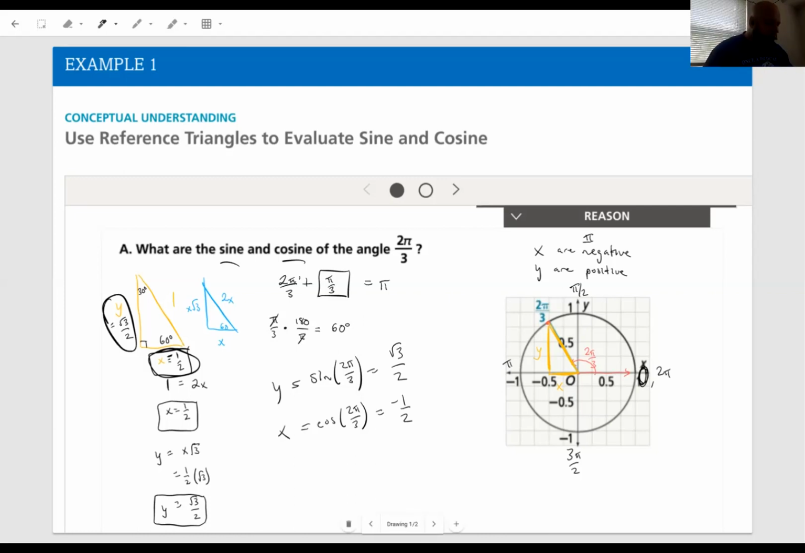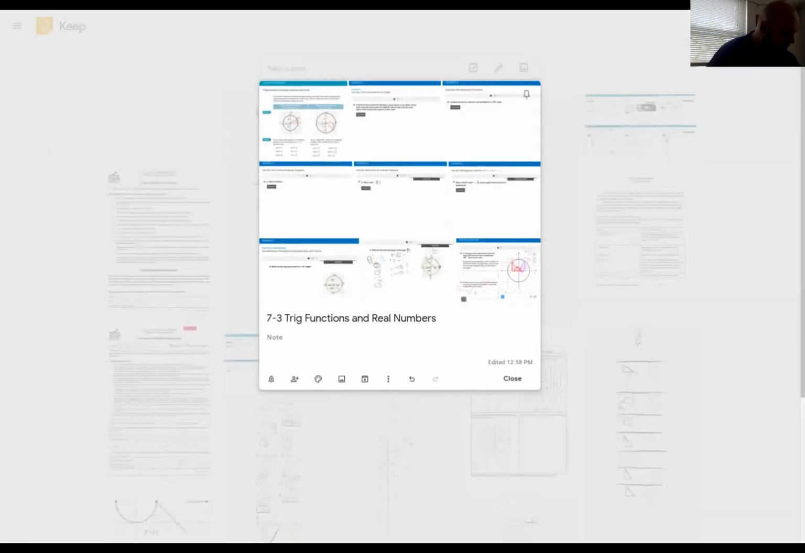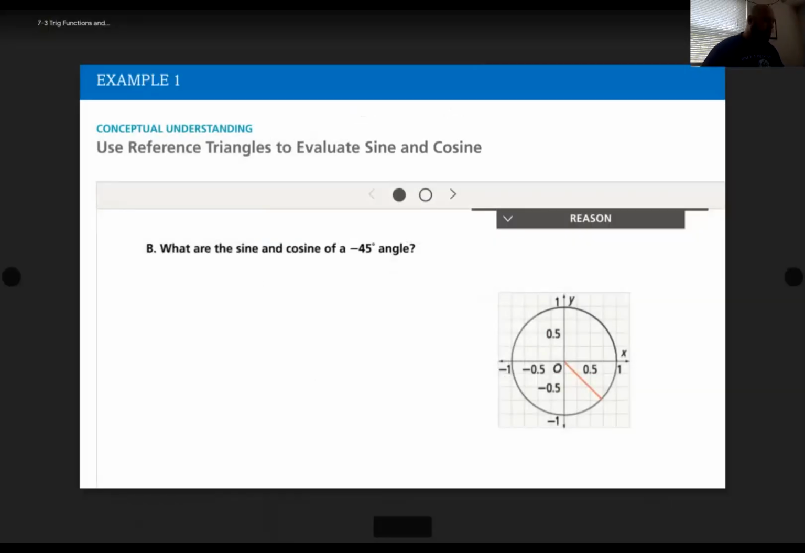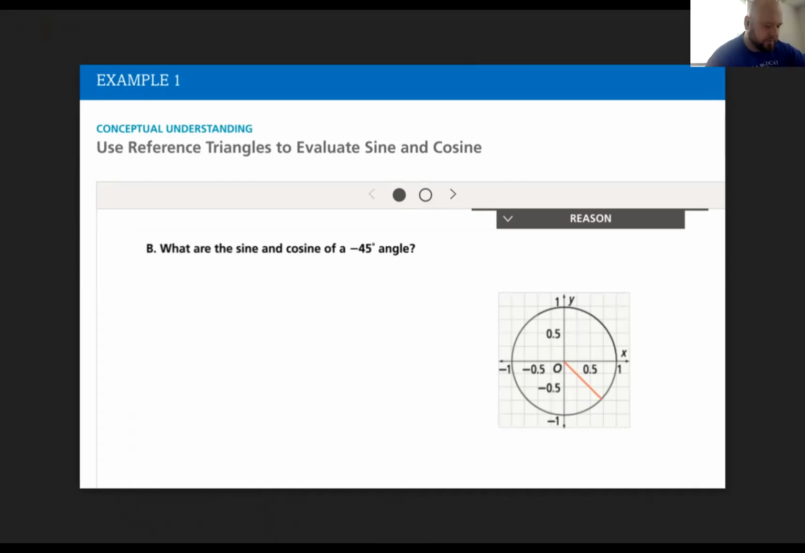So that's, it says part A, but I'm pretty sure that that's just the whole thing for example 1. Let's check my next picture. No, we actually do have a second part. So here's part B. Part B, what are the sine and the cosine of a negative 45-degree angle?